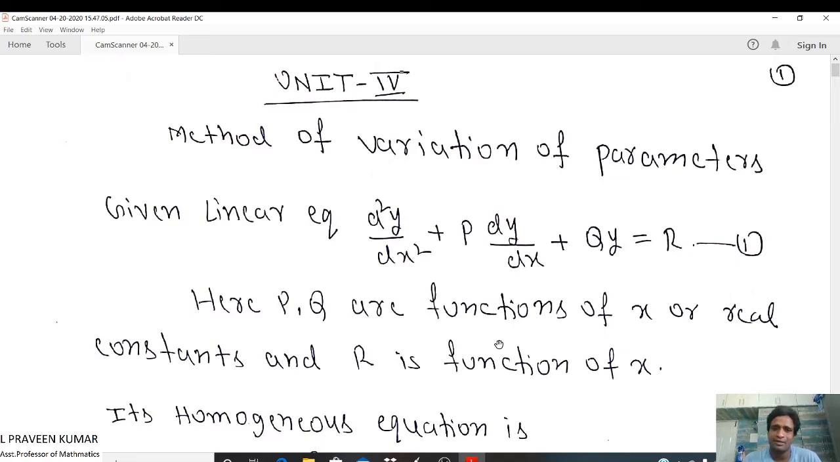That is, if a differential equation is given of second order in the prescribed format, that is d square y by dx square plus p dy by dx plus qy is equal to r, then how to find the solution of these types of differential equations.